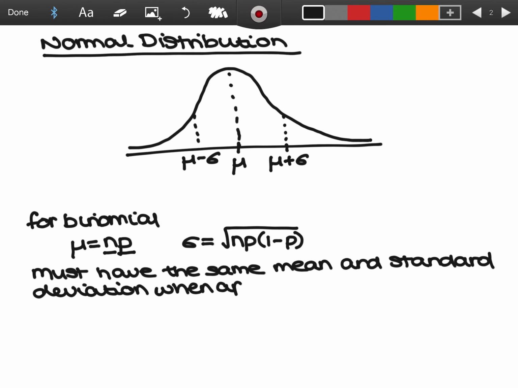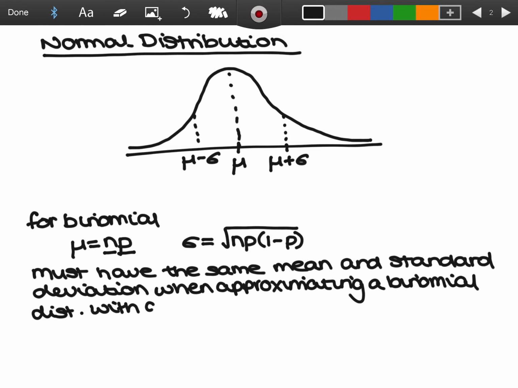When approximating a binomial distribution with a normal distribution, you have to make sure that the means match and the standard deviations match.